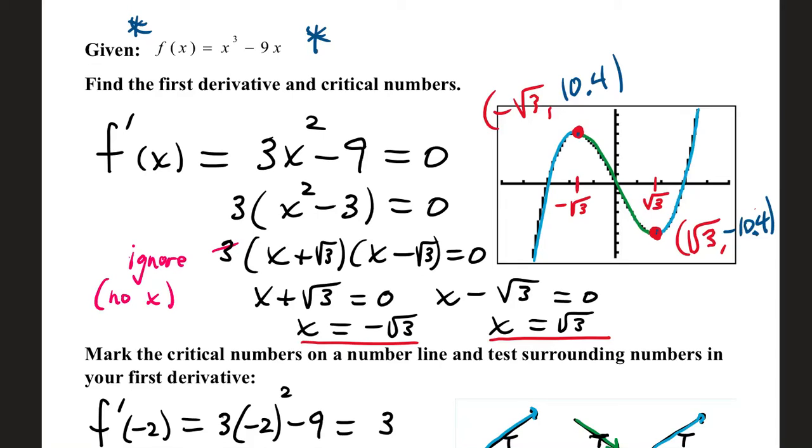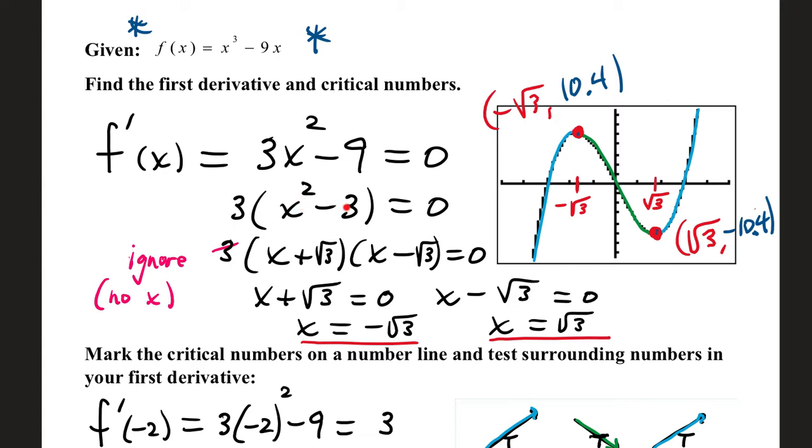Given the function x cubed minus 9x, let's find the first derivative and critical numbers. Our first derivative is 3x squared minus 9. The critical numbers occur when this first derivative is equal to 0. So let's factor out a 3. If we divide both terms by 3, that leaves us with x squared minus 3.